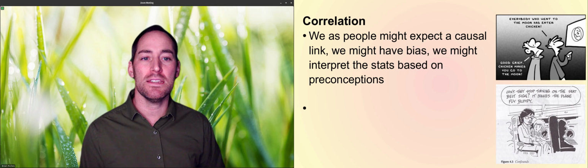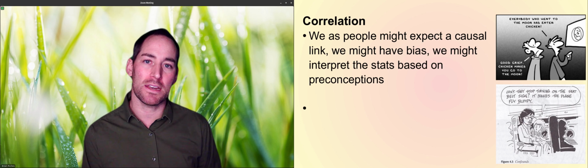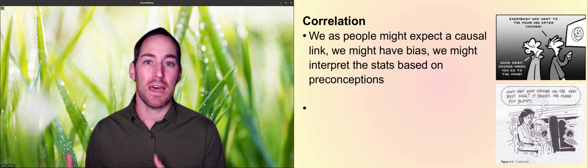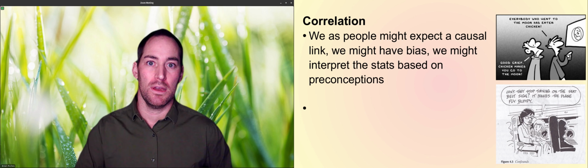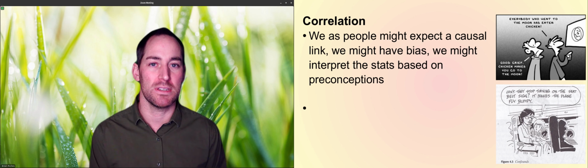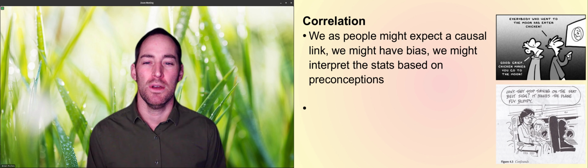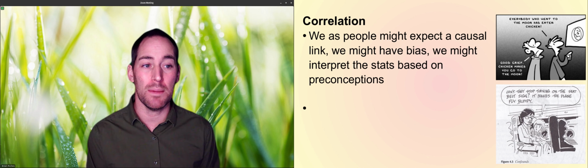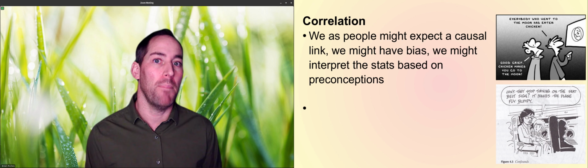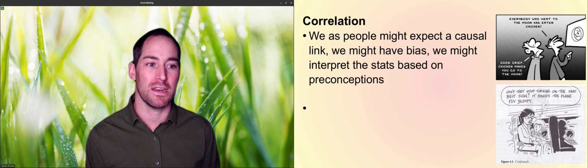So as people, we might expect a causal link between our variables, and we might have a bias that one thing is causing another thing. Maybe we really hate ice cream and we really expect that ice cream is definitely causing murders to happen. Or we might be misinterpreting our stats based on preconceptions. So here's some other examples of things that are related but not causally related in the same way that these people are making the assumptions.